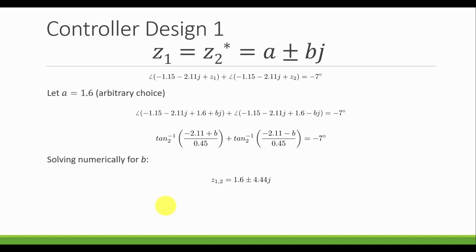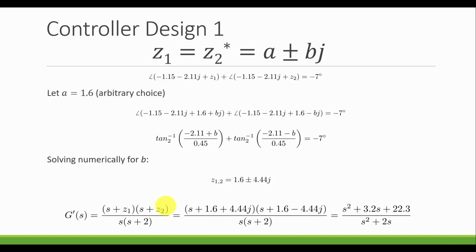So let's see what is the transfer function for that root locus. So going back to that g prime, now that I know z1 and z2, I can put those into the numerator. I can distribute, I can FOIL, I can expand everything out. So the g prime, the thing for the transfer function, is s squared plus 3.2s plus 22.3 over s squared plus 2s. So now I'm going to take this g prime and I'm going to make its root locus. And I'm going to do that back in MATLAB.